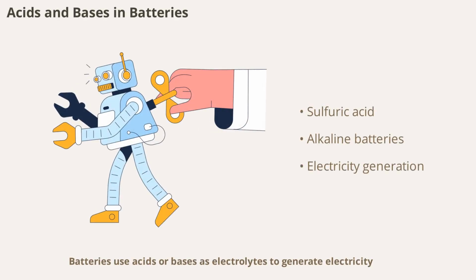Batteries use acids or bases as electrolytes to generate electricity. Car batteries, for example, use sulfuric acid, while some household batteries use alkaline solutions. These chemical reactions power everything from cars to remote controls.